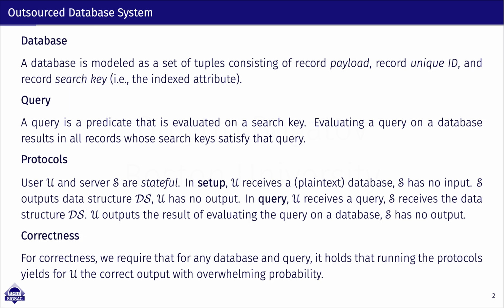For the sake of completeness, we define the correctness. Simply put, the result of a query needs to be correct for all kinds of databases and queries with overwhelming probability. The reference to probability is needed to allow randomized algorithms.